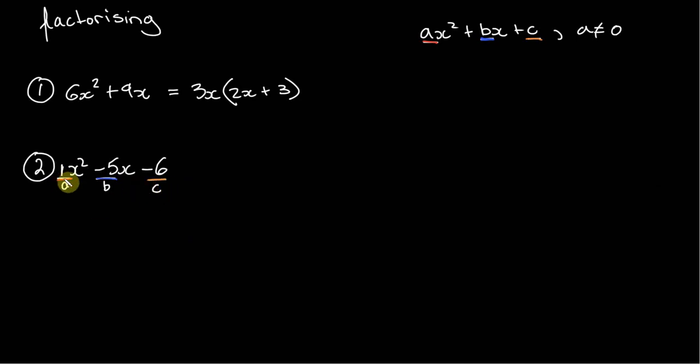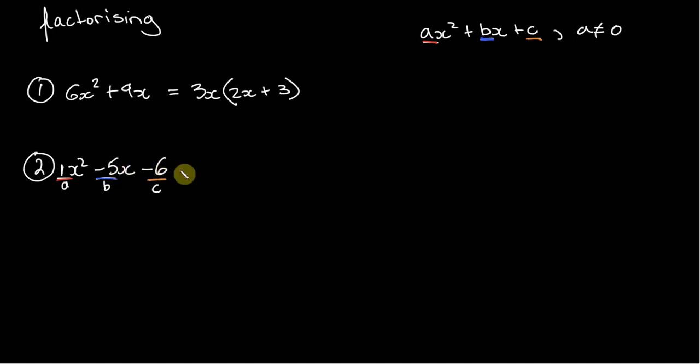If a is something other than 1, it'd be greater than 1 because a cannot equal 0. Say for instance 2x squared here, then you would multiply a and c. So you'd multiply 2 times negative 6, which would give you negative 12. The second step would be to work out 2 factors of AC, which would be negative 12, which then add to give you b. And then from there you can rewrite the bx term using those 2 factors.